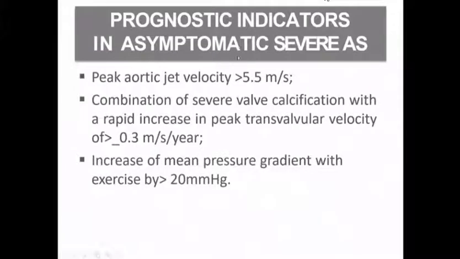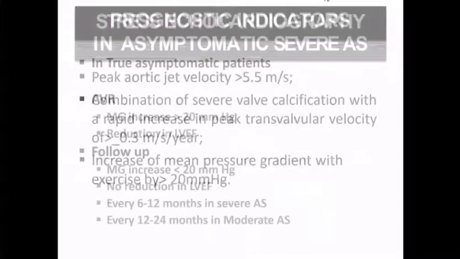When an asymptomatic patient has a peak velocity of more than 5.5 m/s, they have the worst prognosis, especially with a combination of severe calcification and rapid deterioration, with an increase of more than 0.3 m/s per year. Otherwise, if the mean gradient increases by more than 20 with exercise, this is a candidate recommended for AVR, despite the asymptomatic status.